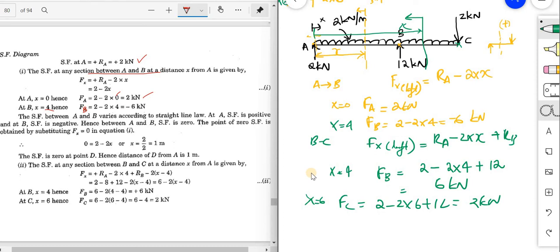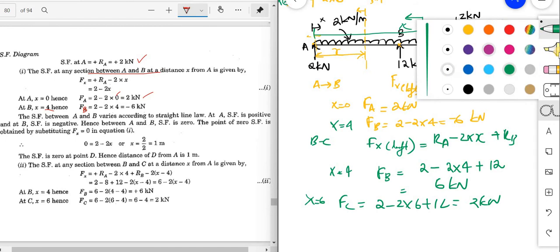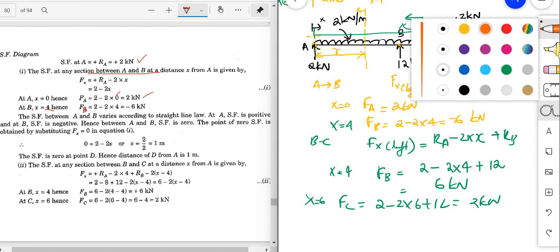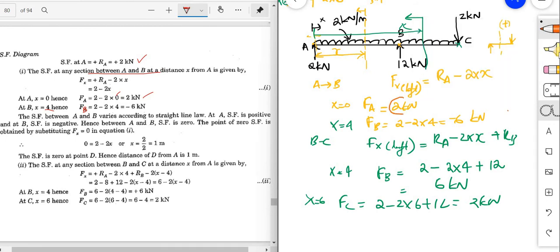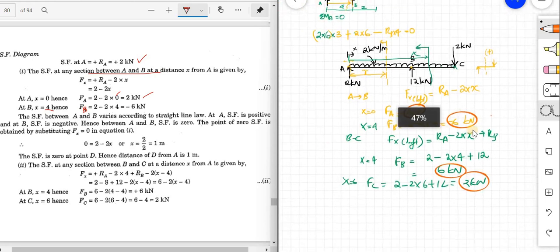So you can see that at FA, FB, again you have to see that FB I am having two values because there is a change in shear force. At the same point there is minus 6 and plus 6. Then again FC I am having 2 kilonewton. Okay, so let me draw that figure.